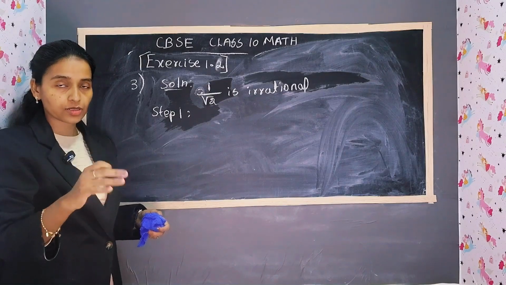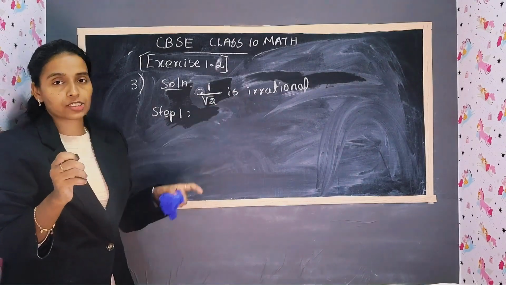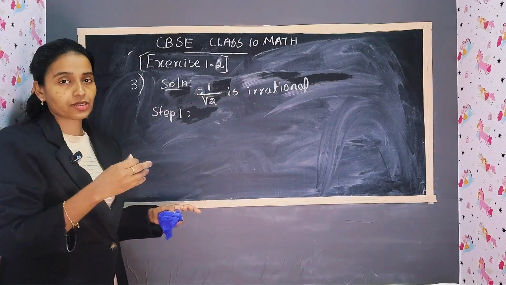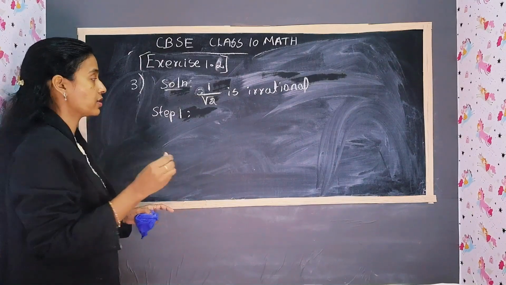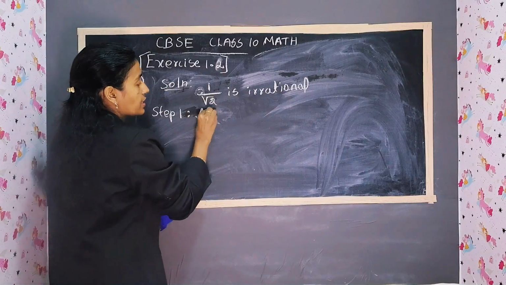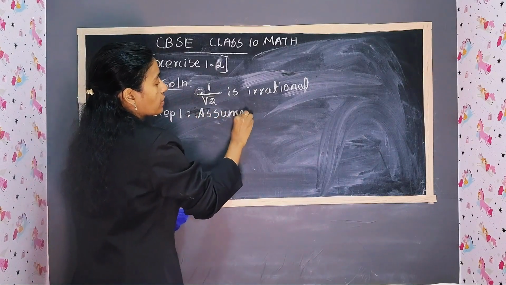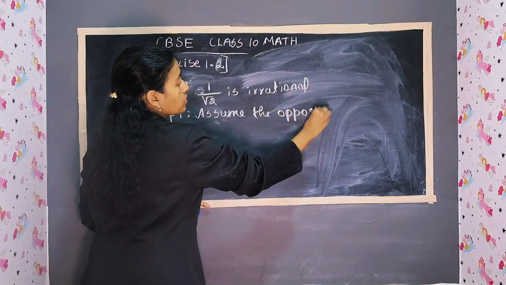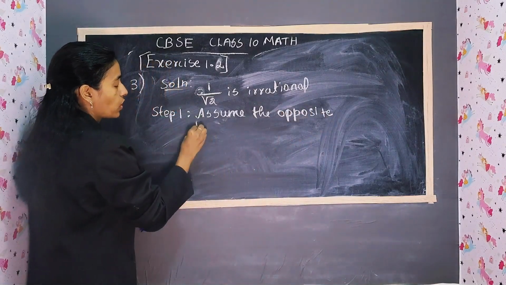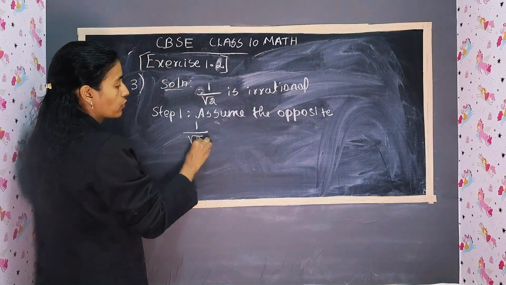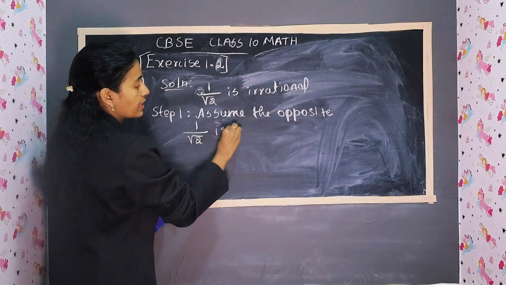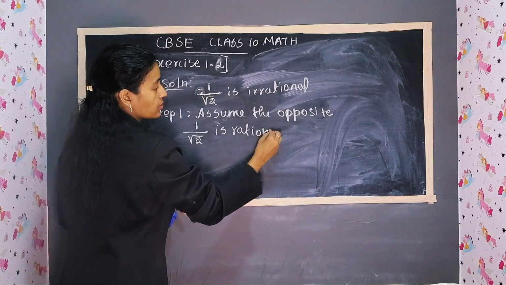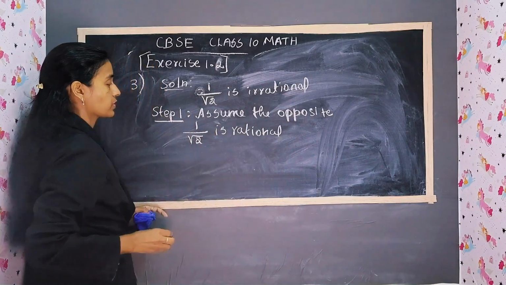assume the opposite. What is the opposite here? This is irrational, that's given. What's the opposite of irrational? Rational, right? The opposite of irrational is rational. So step number one is assume the opposite. So we can write 1 by square root of 2 is rational. That's what we are writing. Assume the opposite, rational.